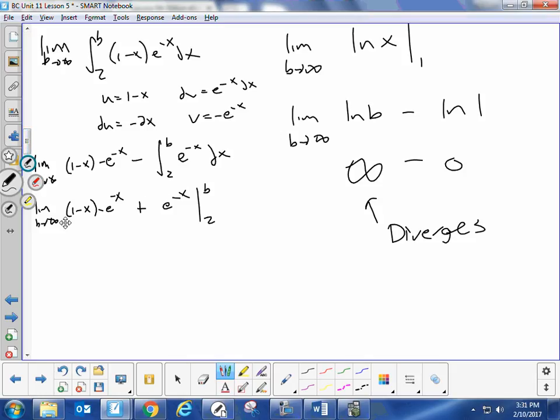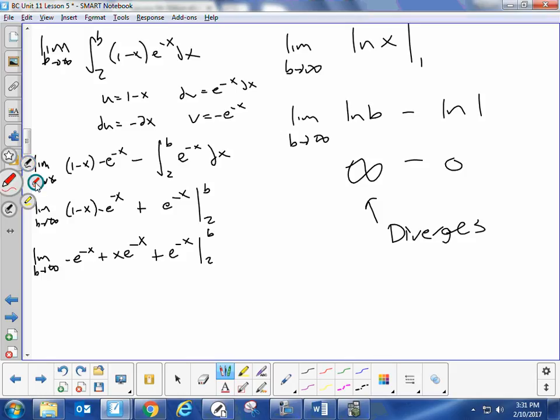Well, before I plug in b and before I plug in 2, I feel like I'm going to simplify this a little bit. I'll distribute this negative e to the negative x. I get negative e to the negative x plus x e to the negative x plus e to the negative x, the change between 2 and b, as the limit as b approaches infinity.